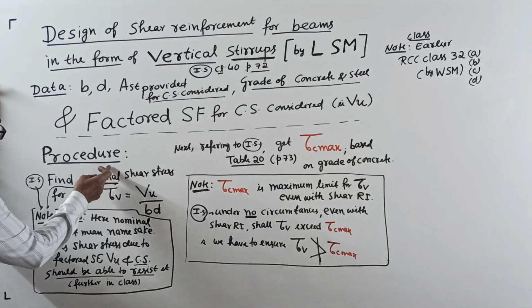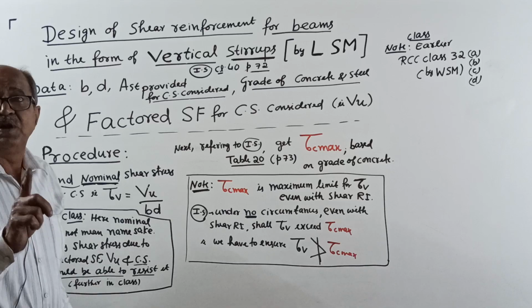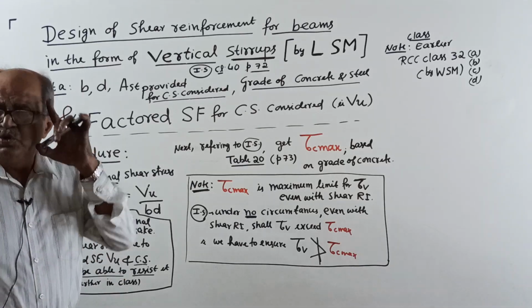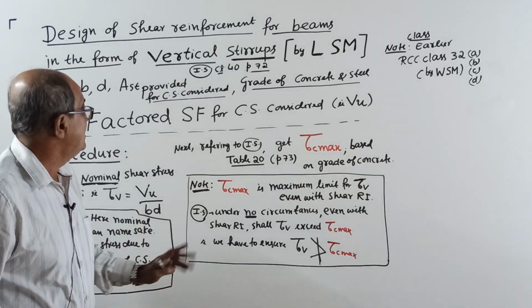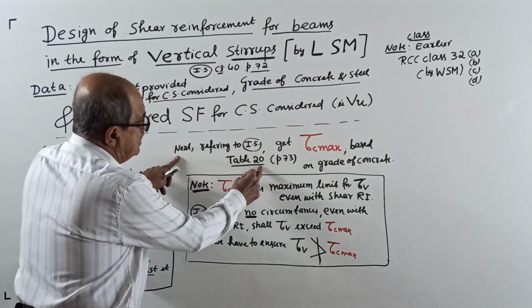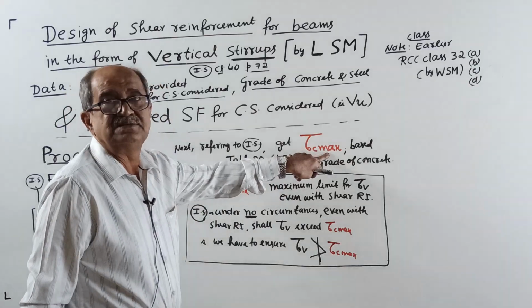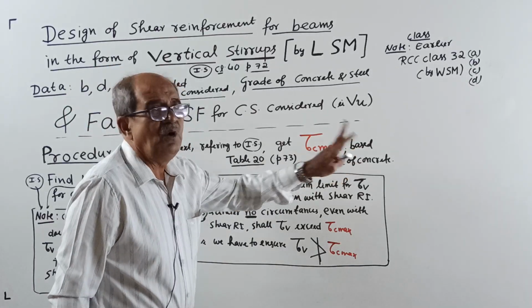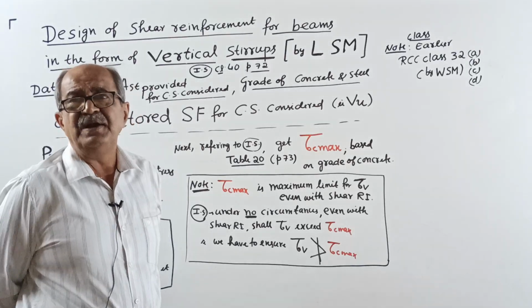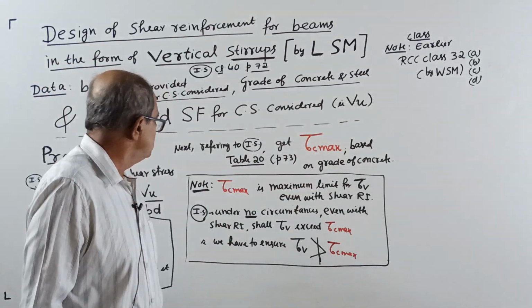So do not worry about the word nominal. Now remember, tau V is the actual stress. The cross section should be able to resist it. Now, next, referring to the IS code, Table number 20, page number 73, I need not give. Get tau C max based on the grade of concrete. See the IS code: for different concrete, M20, M25, etc., they have given tau C max values.